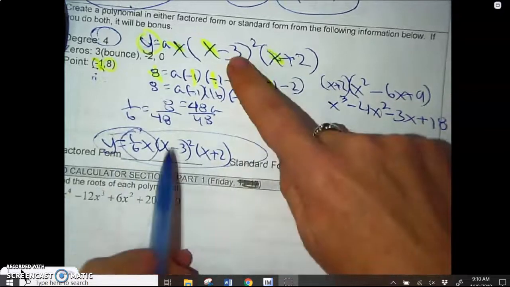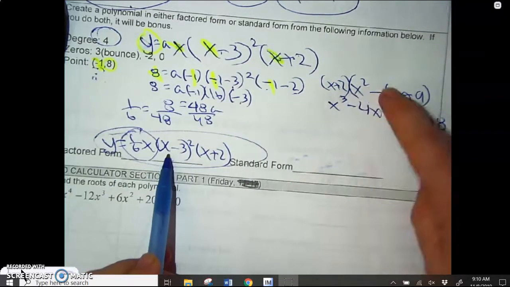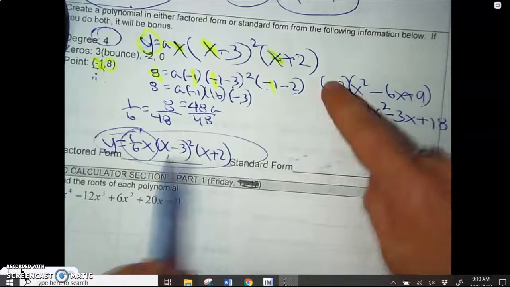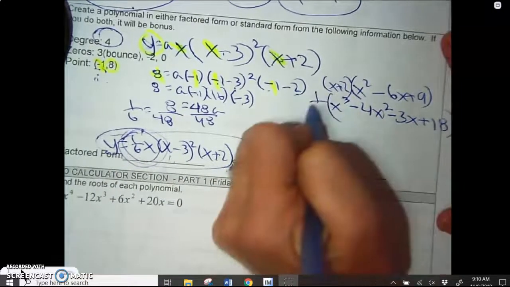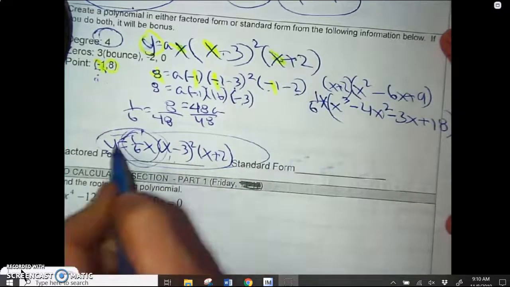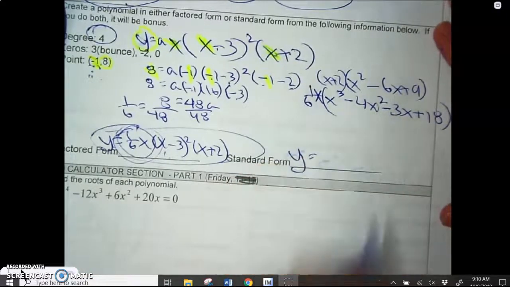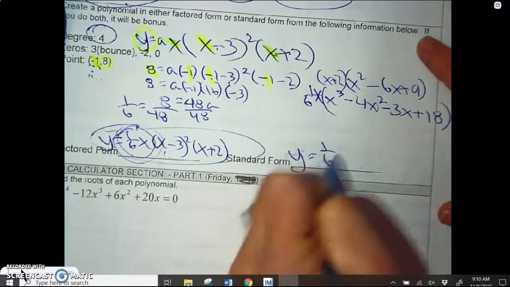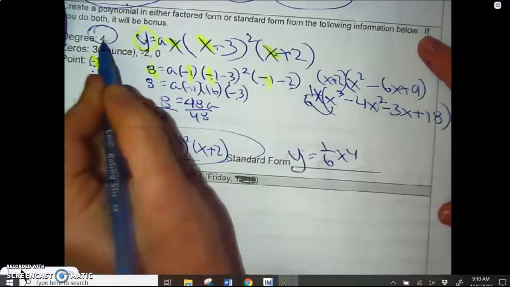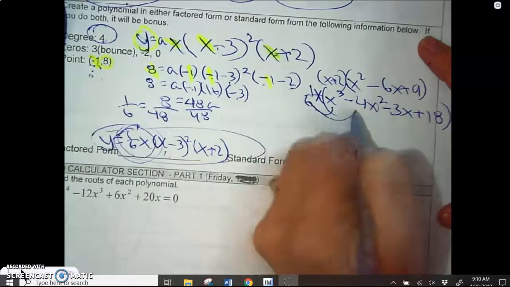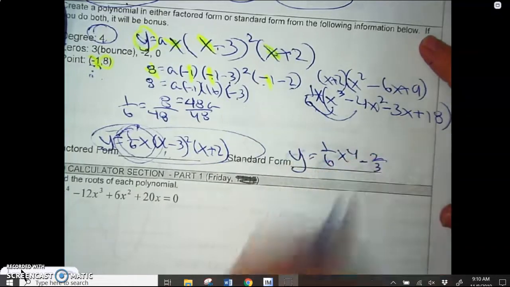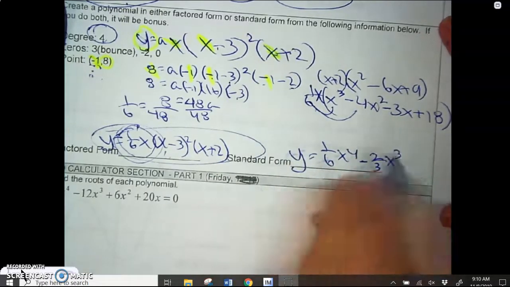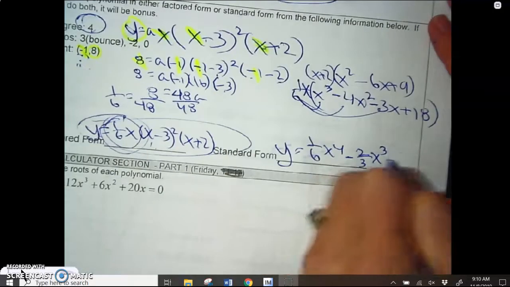So let me repeat. I boxed this out and got that. And then I multiplied it by x plus 2 and got that. Now I have this left. So if this is a y, this has got to be a y. Y equals 1/6 x to the 4th. That covers the degree 4. 4 over 6 is 2/3. 3 over 6 is 1/2.